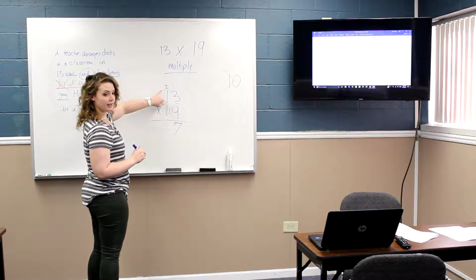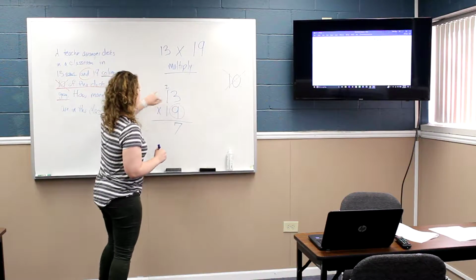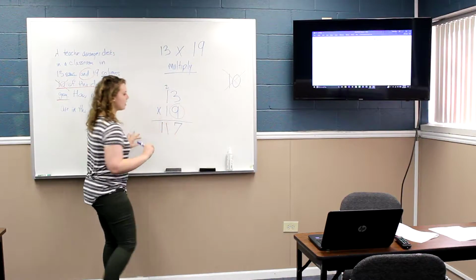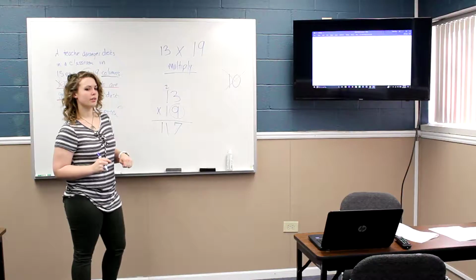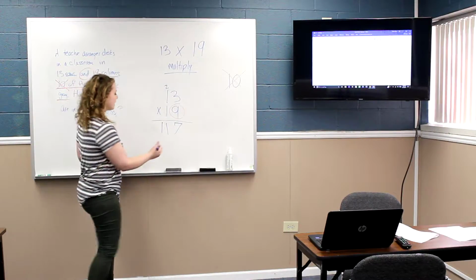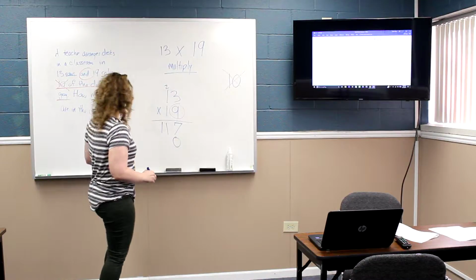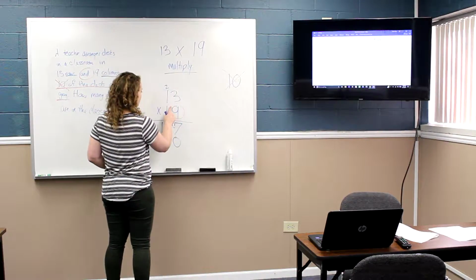Then we're adding what? Okay, so 9, 10, 11. All right, then what happens? We have our sneaky 0 in here, right? Good job. Okay, so now we're done with this one.